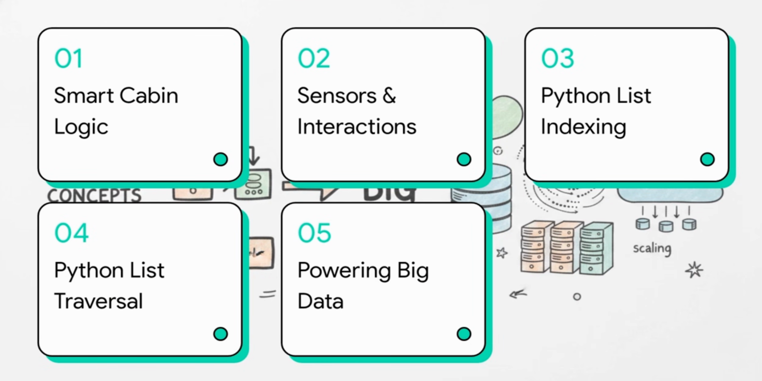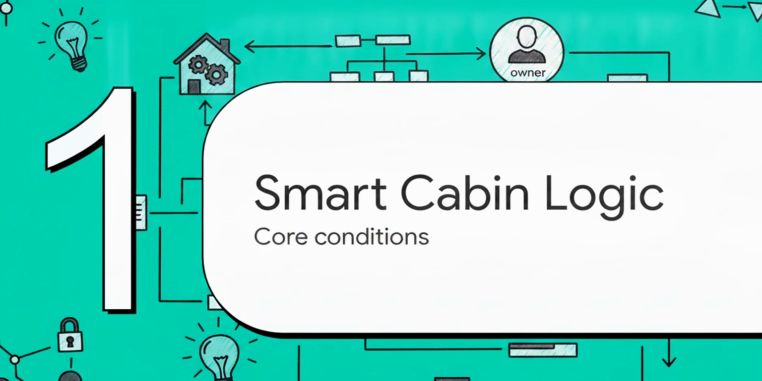Okay, here's our roadmap for the explainer today. Number 1, the smart cabin logic. 2, sensors and interactions. 3, Python list indexing. 4, Python list traversal. And finally, number 5, powering big data. It's all part of one big, unified builder's journey. Let's kick things off with section 1, the smart cabin logic, establishing the core conditions.